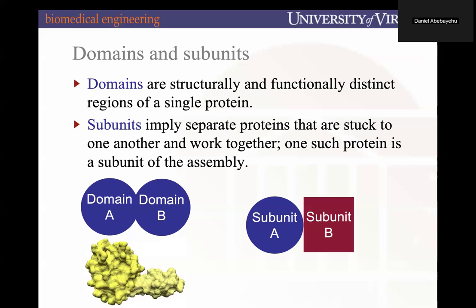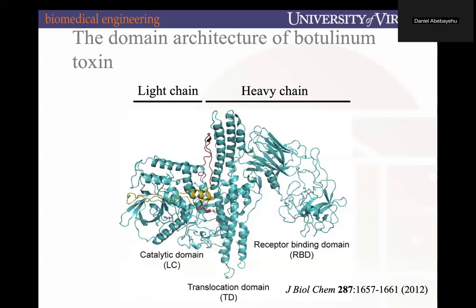So to understand why we're talking about this, when we get to the botulinum toxin, there are different domains. Because it's domains, it's one protein, one single polypeptide. And so we have the receptor binding domain, the translocation domain, and the catalytic domain. These different domains are typically identified based on some specific function that they provide.